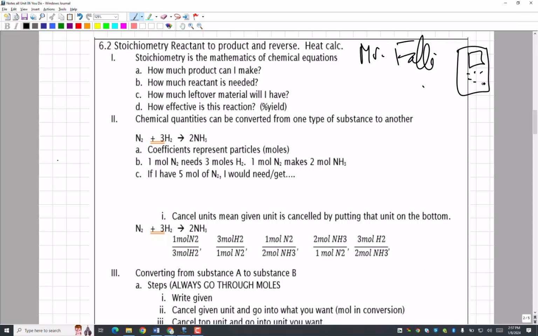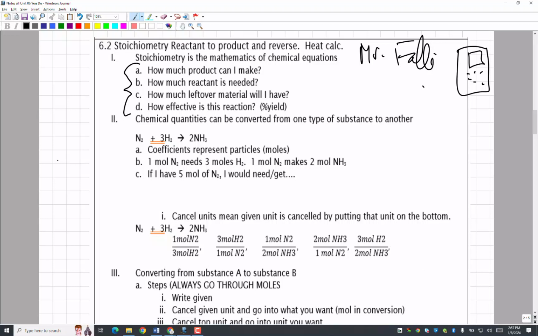Stoichiometry is reactant to product, product to reactant, reactant to reactant, product to product, heat to reactant, heat to product, product to heat, and reactant to heat. It's a bunch of twos, which is really going to be a lot of math. These are the questions we're going to do, which is essentially math.